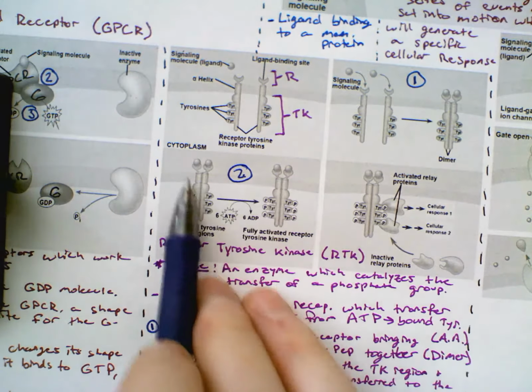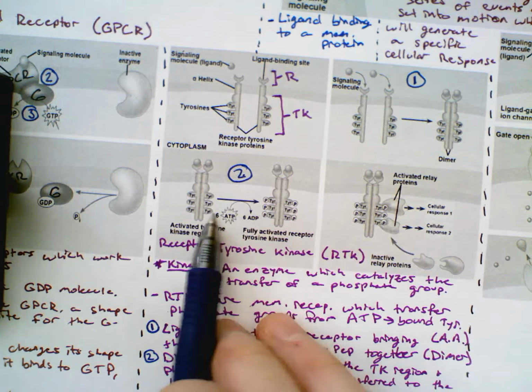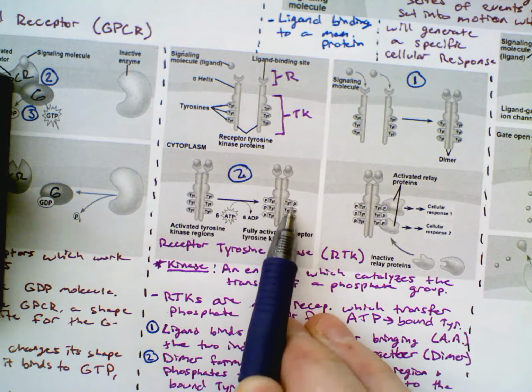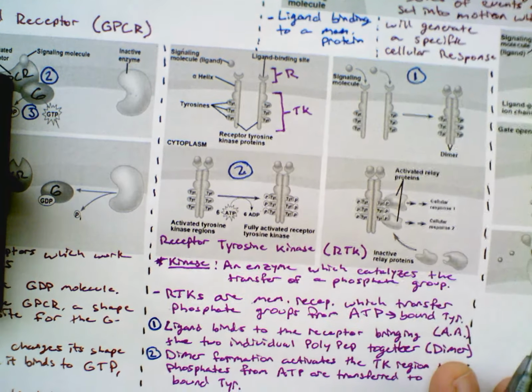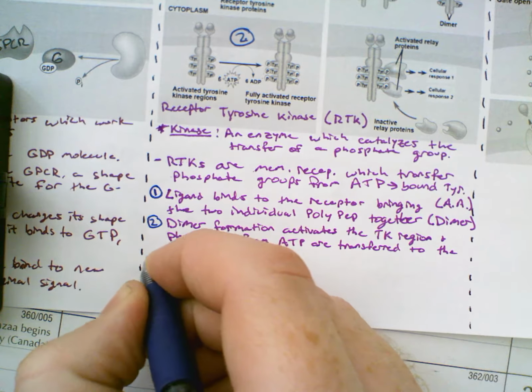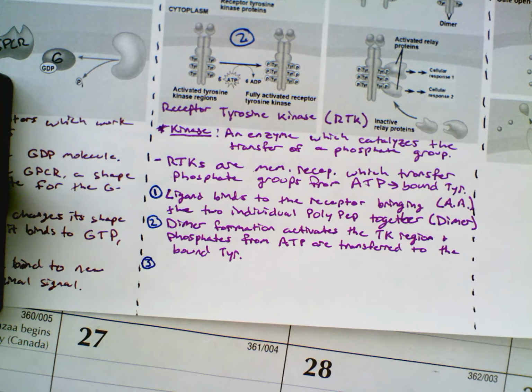So the dimer forms. Now we're going to have phosphate groups that get stuck to the end of the tyrosines. You can see the P's that are circled. That's indicating the phosphate groups. Okay. And then that takes us to our last step, but then leave one little strip at the bottom.